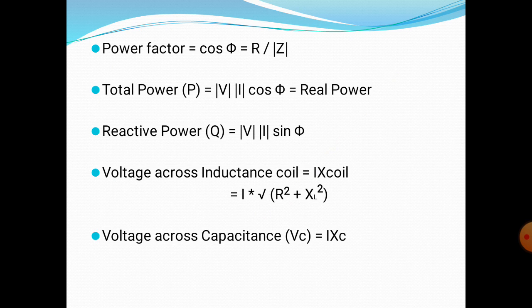Next one is voltage across the inductance coil. That means I into X coil is equal to I into square root of R square plus XL square. Next final one is voltage across the capacitance of RLC series circuit. VC is equal to I into XC. XC is nothing but capacitive reactance. I is nothing but flow of current.